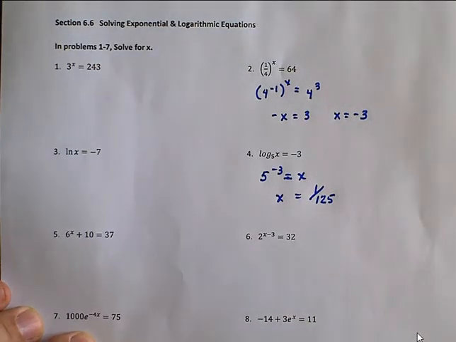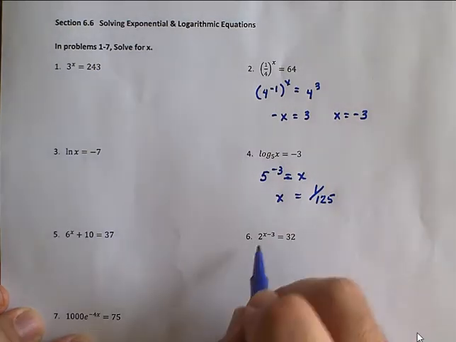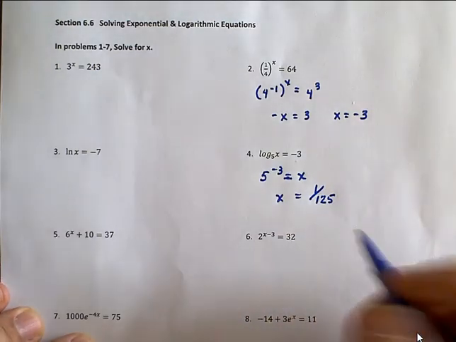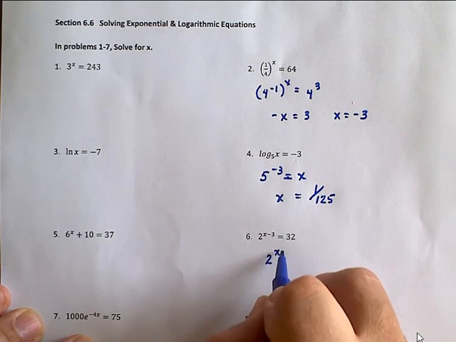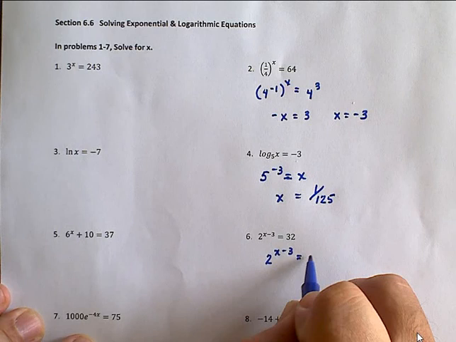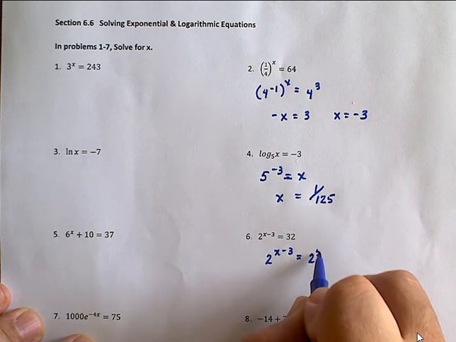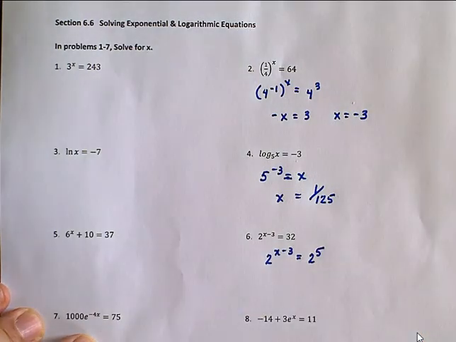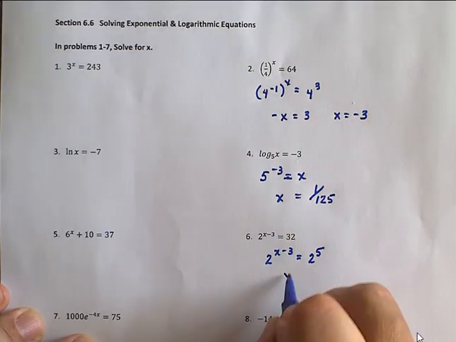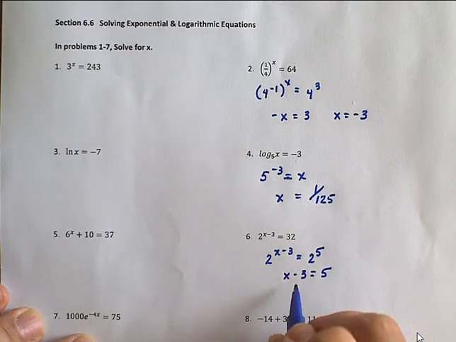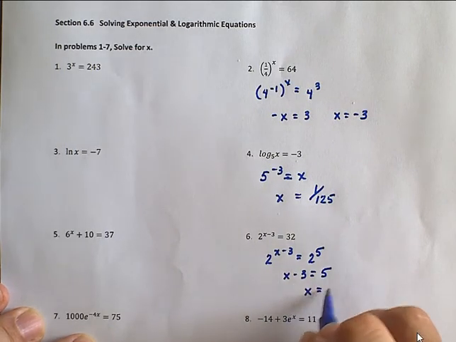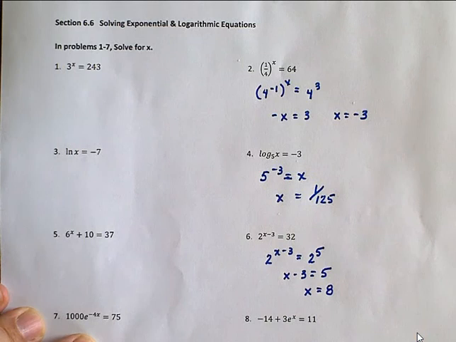Number 6 is also exponential. So common base, 2 and 32 would be 2. So 2 to the x minus 3 power equals 2 to the 5th power. 32 is 2 to the 5th. Again, the base is the same. Set the exponents equal. Add the 3 over.